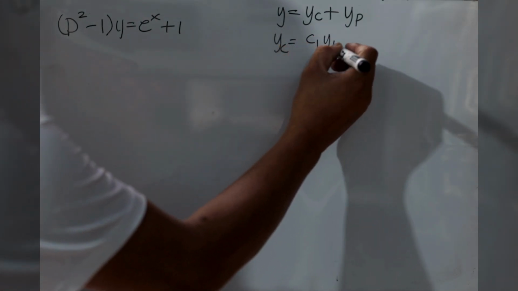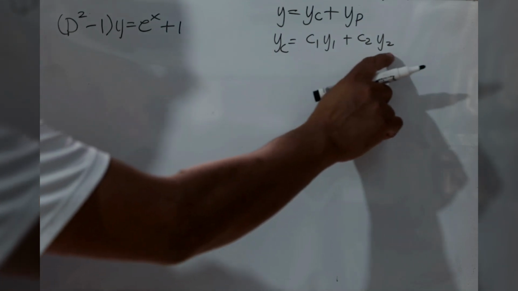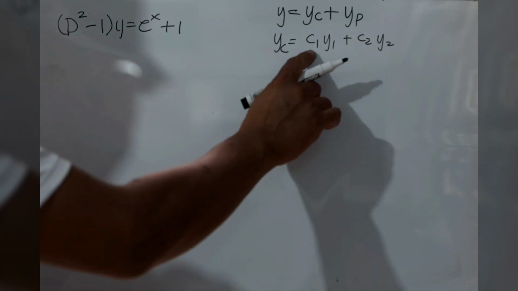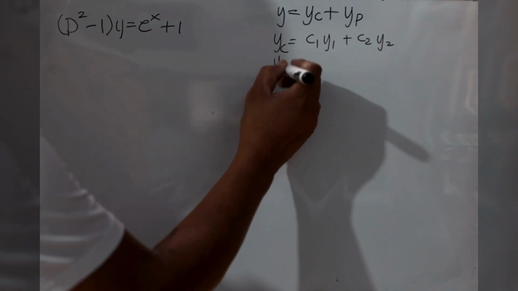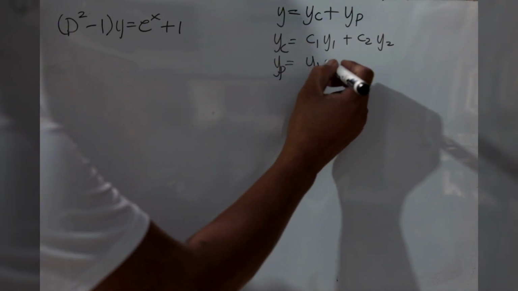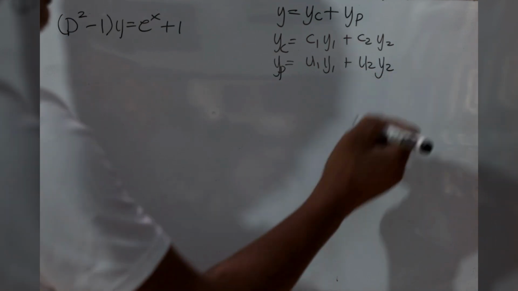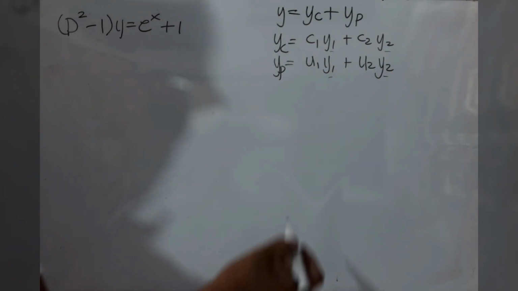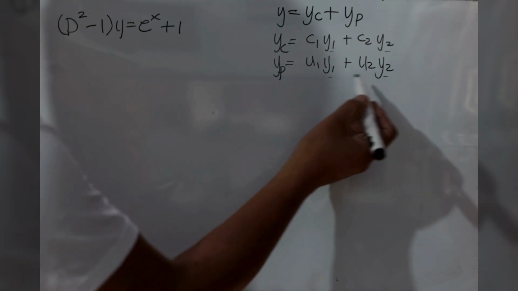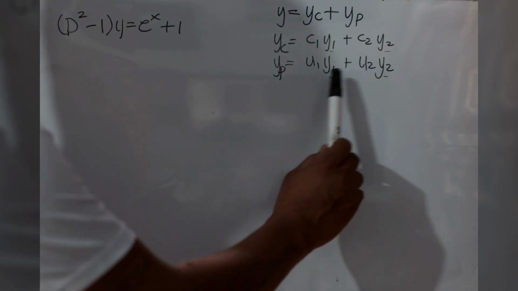sub 1 times y sub 1 plus c sub 2 times y sub 2. Y sub 1 and y sub 2 here are functions of x, while c sub 1 and c sub 2 are arbitrary constants. And our particular solution y sub p is u sub 1 times y sub 1 plus u sub 2 times y sub 2. So that's the same y sub 1, and the same y sub 2. Our coefficients now, u sub 1 and u sub 2, are functions of x. They are not arbitrary constants.